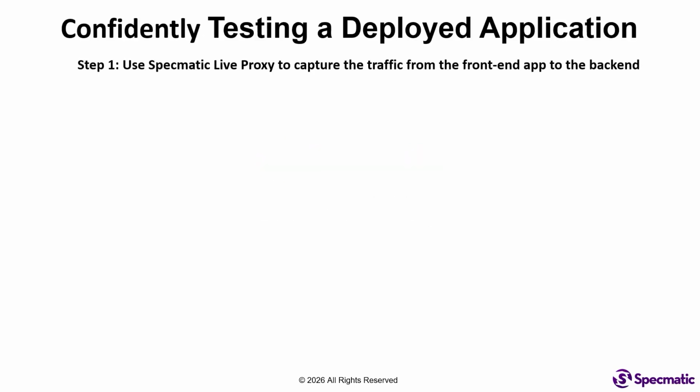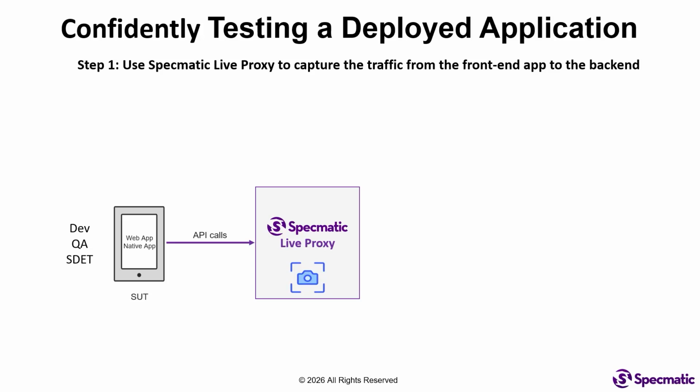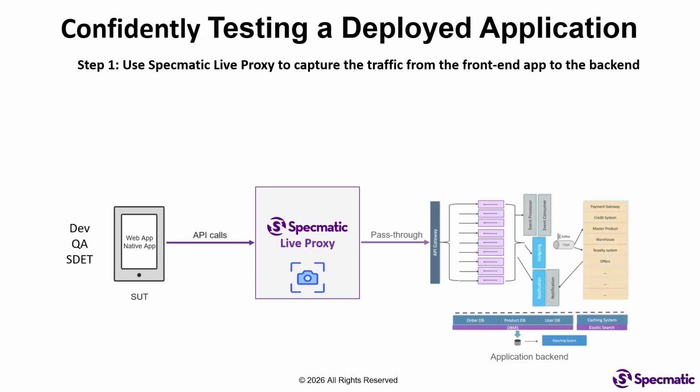Step 1, we will use Specmatic Live Proxy to capture the traffic from the application front end, and this is going to behave like a pass-through. It will record all the traffic that is going through, but also pass it directly to the application backend.